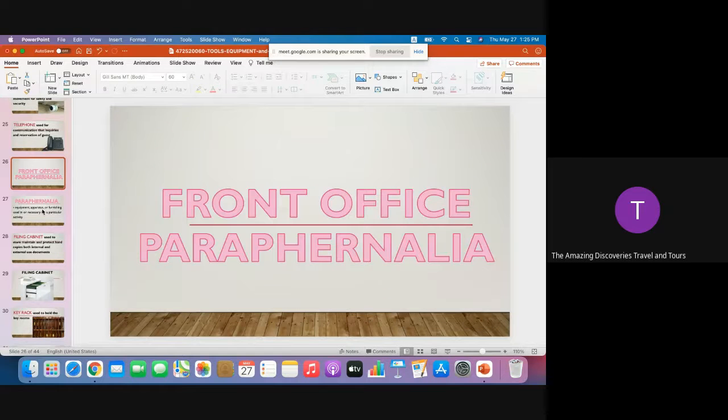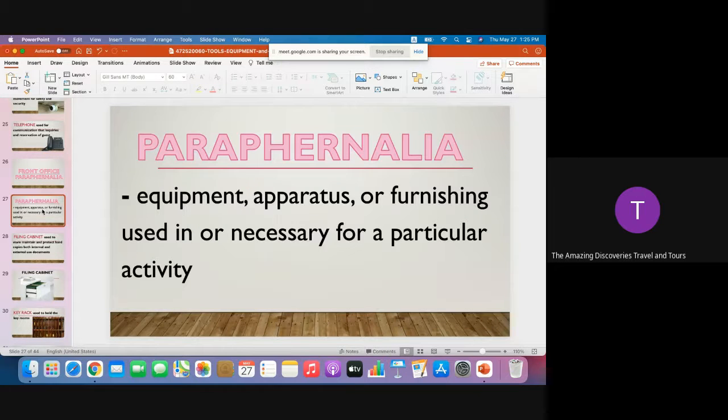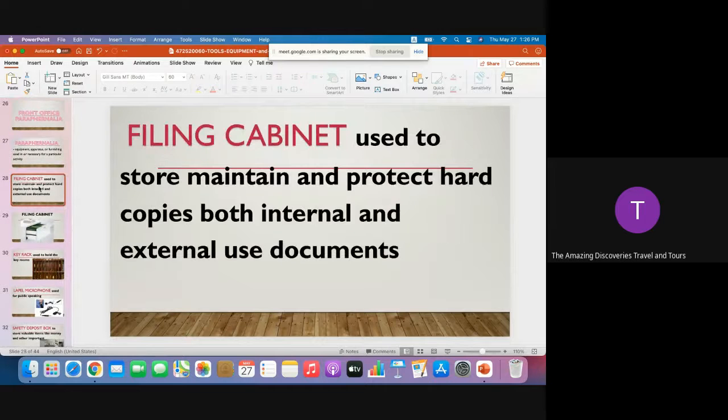Okay, so front office paraphernalia. So ano ang paraphernalia? Equipment, apparatus, or furnishing used in or necessary for a particular activity. So we have the filing cabinet. It is used to store, maintain, and protect hard copies, both internal and external use documents.